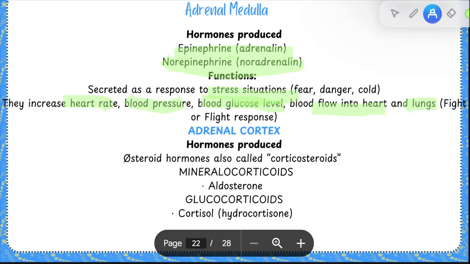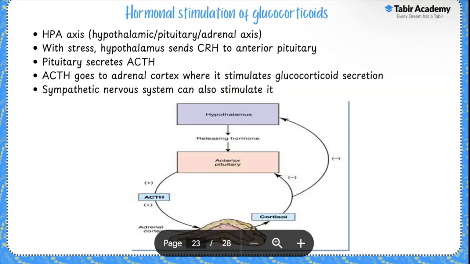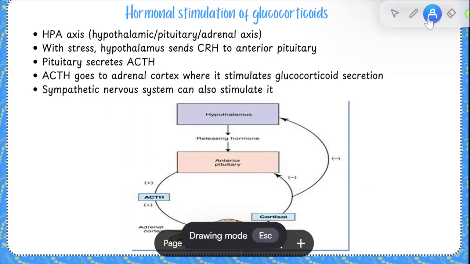Then you have adrenal cortex, और कौन से hormones produced हो रहे हैं? You have steroid hormones, also called corticosteroids. So you have mineralocorticoids, an example of which is aldosterone, and then you have glucocorticoids, an example of which is cortisol or hydrocortisone. अब ये जो glucocorticoids हैं ये stimulate कैसे हो रहे हैं? ये भी hormone के through ही stimulate हो रहे हैं.